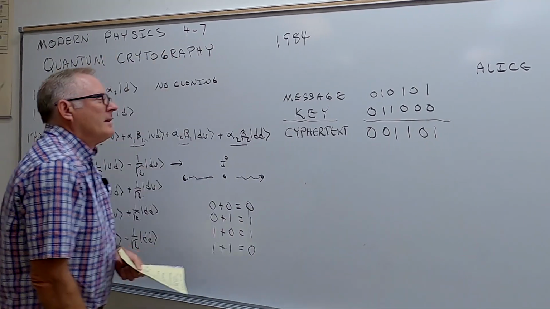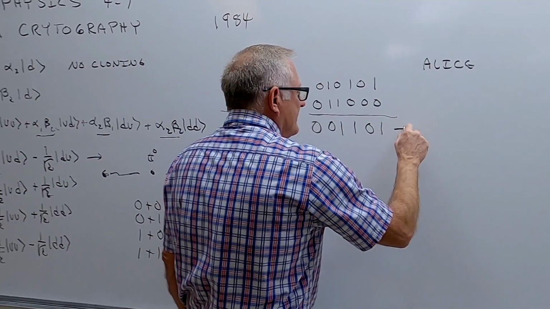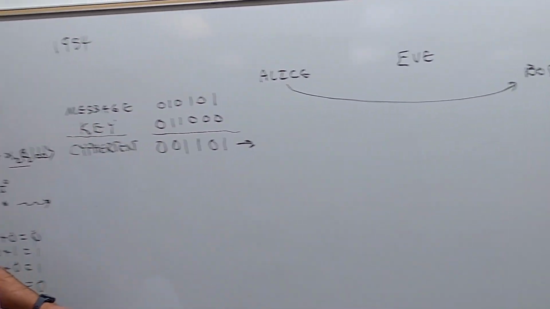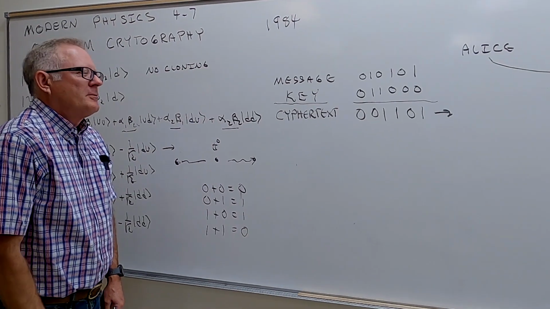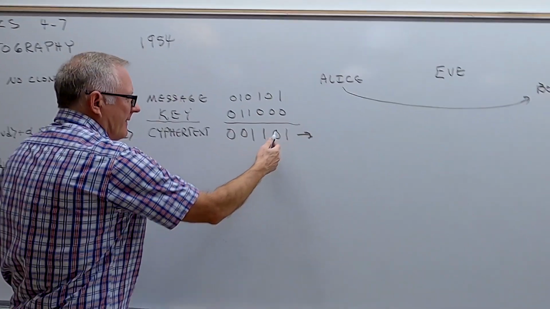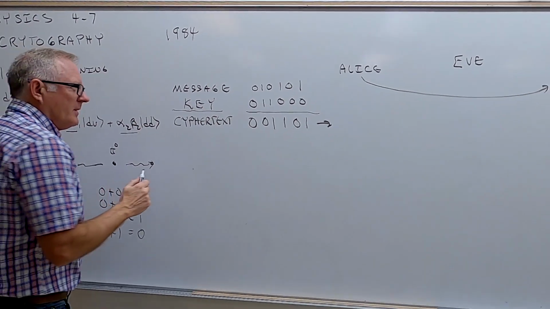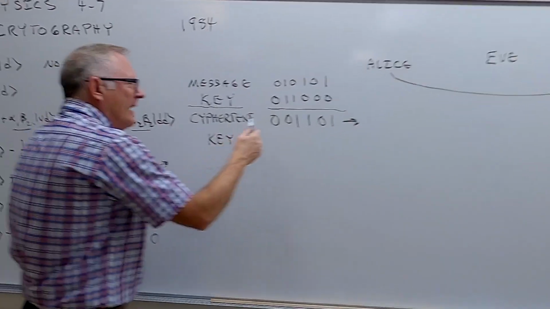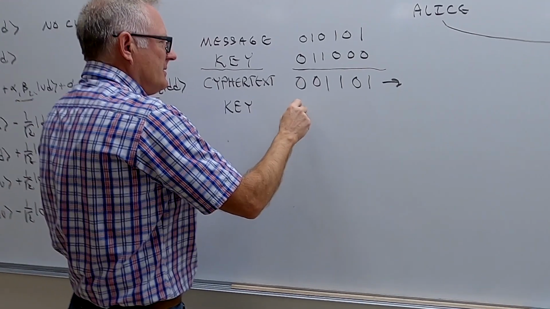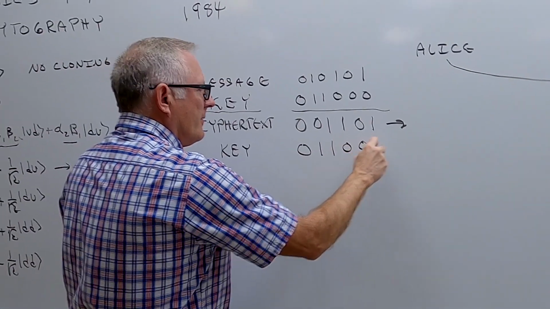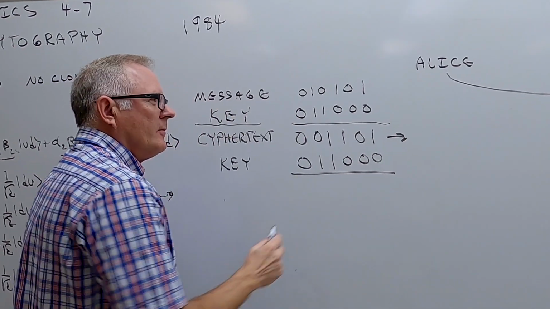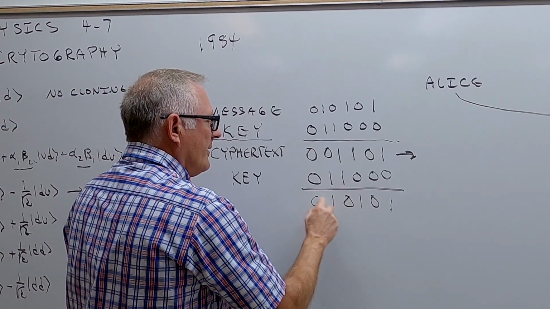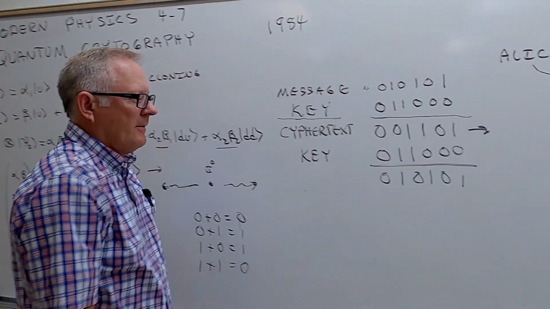Okay, so now this is what is sent from Alice to Bob. And then what does Bob do when he gets these bits? Well, he knows the key too. So he says, okay, I'm just going to take the key, 0, 1, 1, 0, 0, 0, and add it to this, which is 1, 0, 1, 0, 1, 0, which is the same as the message.